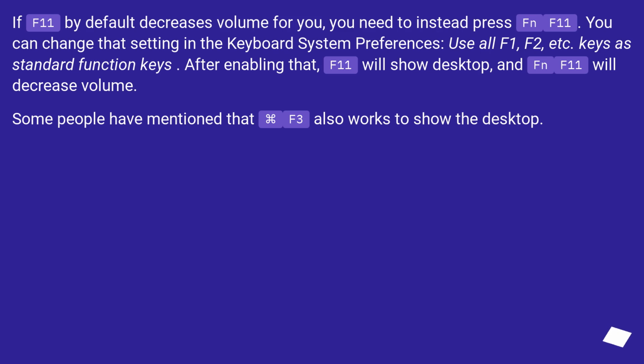If F11 by default decreases volume for you, you need to instead press Fn and F11. You can change that setting in the keyboard system preferences, use all F1, F2, etc. keys as standard function keys. After enabling that, F11 will show desktop, and Fn and F11 will decrease volume. Some people have mentioned that F3 also works to show the desktop.